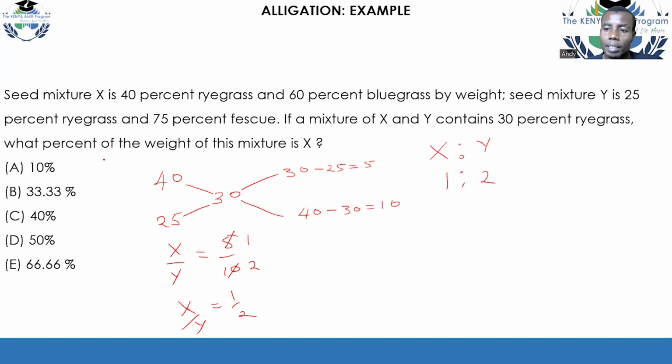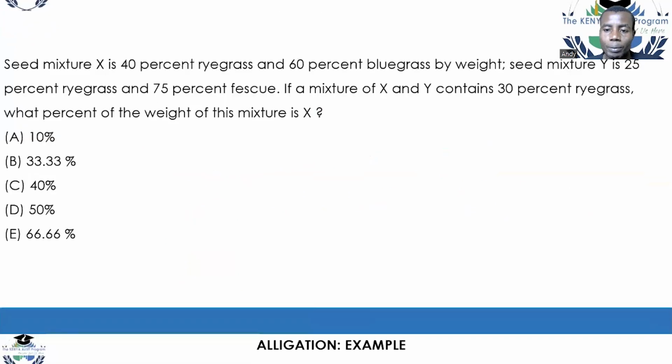Now, what does the question ask? What percentage of the weight of this mixture is X? So we want X. For this ratio, for each part of X, we have two parts Y, so the parts of X in this mixture is 1/3, which in percentage terms, just multiply by 100, we'll have 33.33%, which is just answer choice B. Let's look at another example.